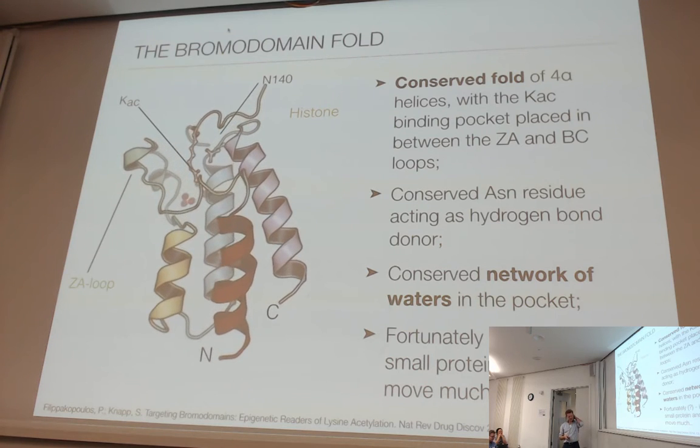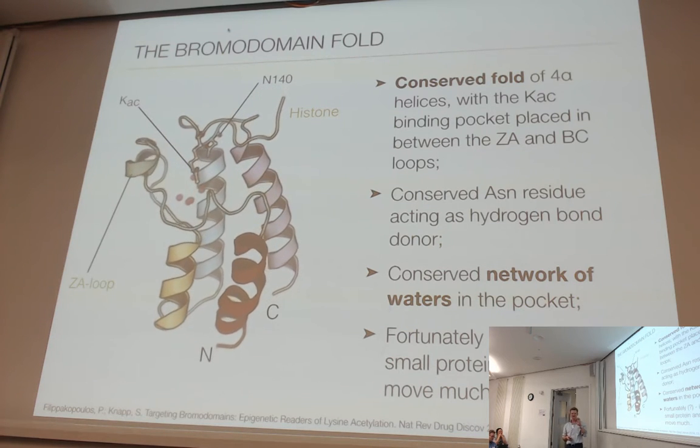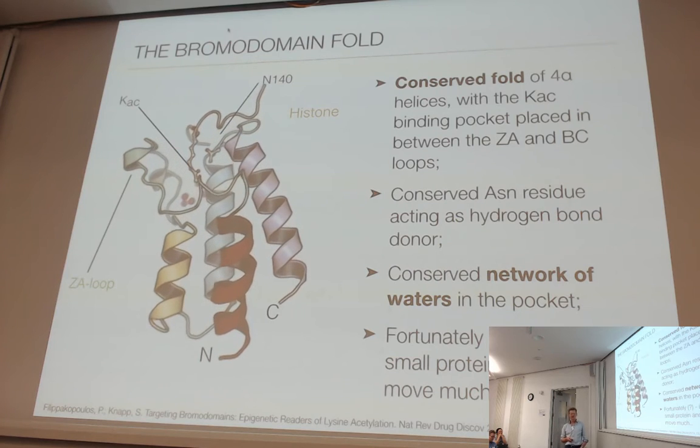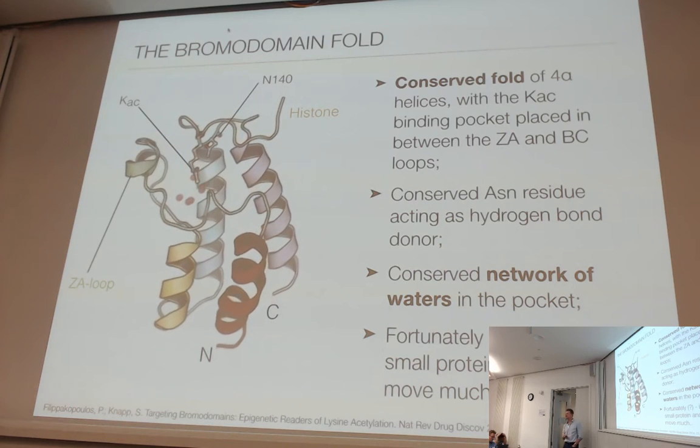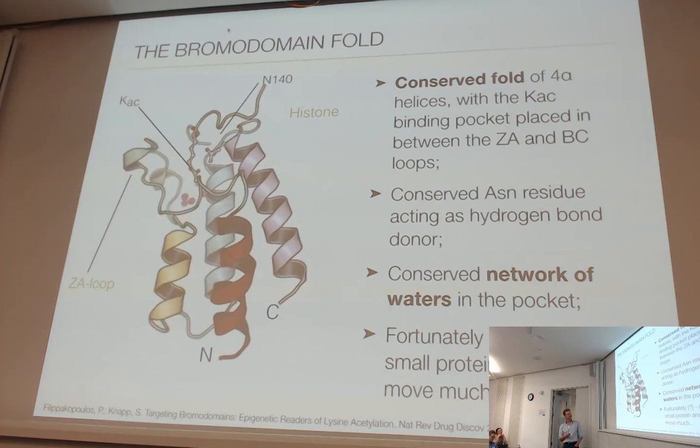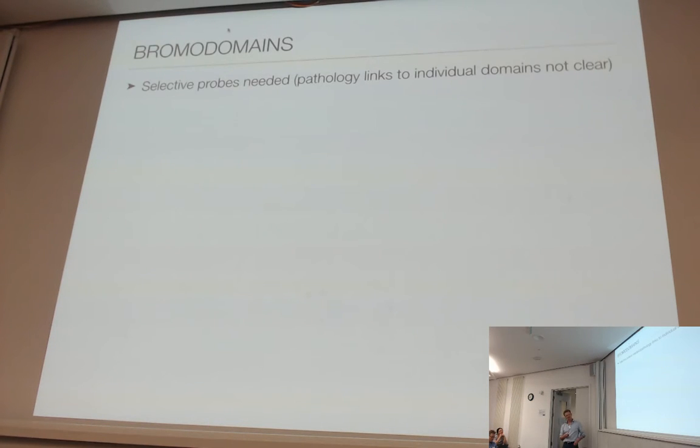And fortunately for us, it's quite a small protein, which helps the sampling issue. Also, fortunately, it doesn't appear to move much, which is also rather handy for the sampling issue. In the case of it being a drug target, although a few of them have been very well characterized, the links between the pathology and individual bromodomains is still not clear in all cases. So there's a desire generally to develop selective probes, even if you're not interested in developing actual drug molecules. The idea of getting selective probes is still useful.